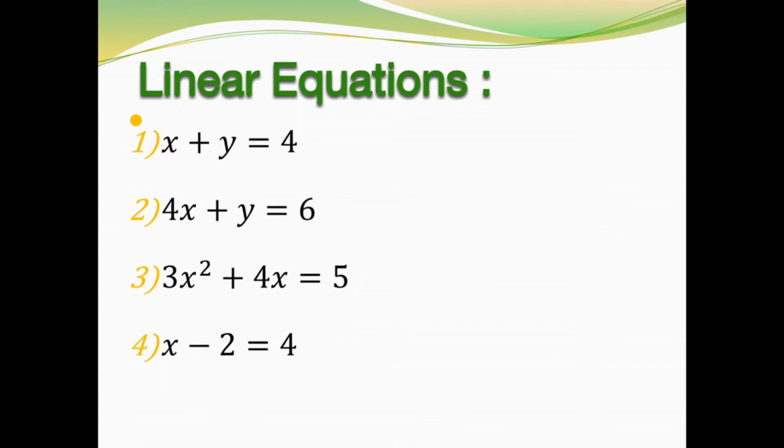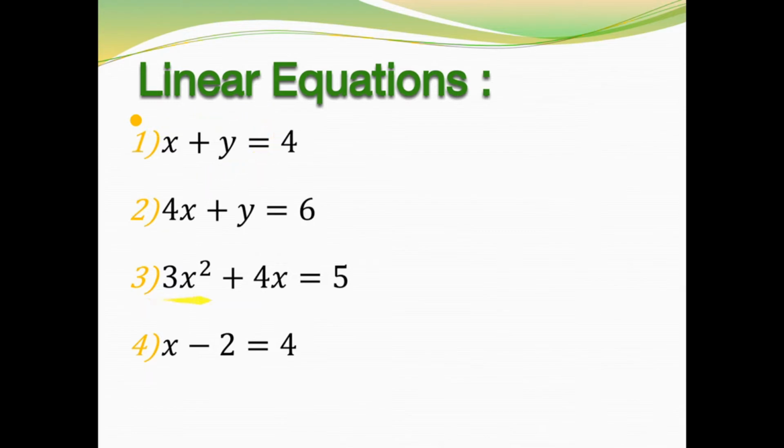If we observe this first example, it contains two variables, x and y. The first term contains variable x and the power of x is 1. So the power of x, that is 1, is called the degree of the first term. Here the degree of the first term is 1. Similarly, the second term contains y and the power of y is 1, so the degree of the second term in this equation is 1.